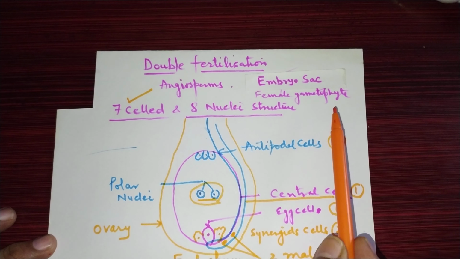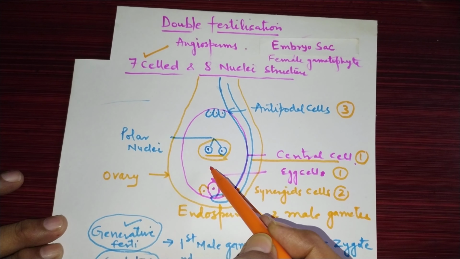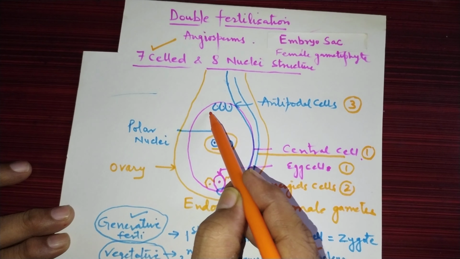The central cell, the largest cell, the number 1 cell. On the anterior portion of the central cell are 3 antipodal cells, and on the lower side of the central cell there are 3 cells. One is the egg cell and the 2 neighboring synergid cells. So there are 7 cells: 1 central cell, 1 egg cell, 3 antipodal cells and 2 synergid cells. So total cells are 7 cells.